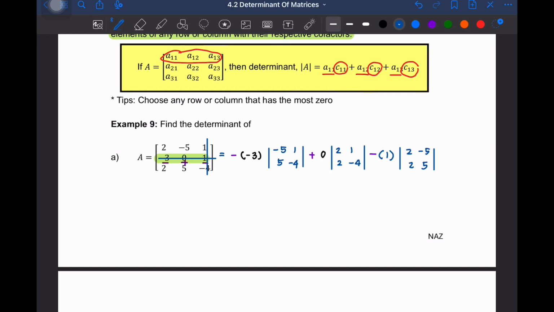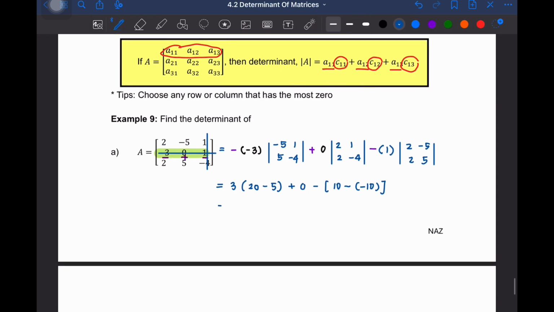Okay, so now let's simplify. So the first one, negative times negative 3, we have 3. And then for the determinant part, negative 5 times negative 4, we have 20. Then minus 5. And then for the 0 part, you just write it as plus 0. Easy. Then the final part, we have negative 1, which means it's minus. So minus with 10, and then minus with negative 10.